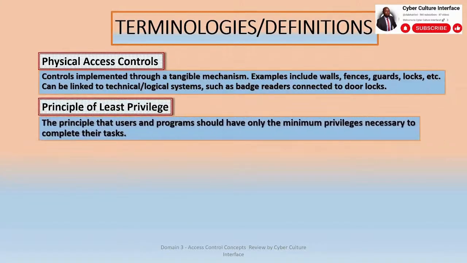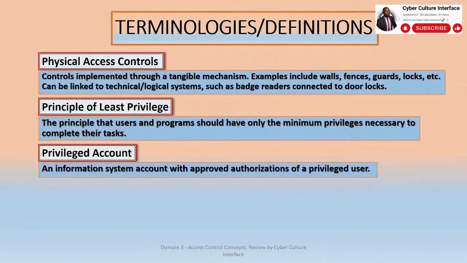Then we have the principle of least privilege. It is a term that refers to the principle that users and programs should have only the minimum privileges necessary to complete the task. That is, if you don't need access to a database, then you don't need to be granted that access. You should be granted access to things that you need only for your business.